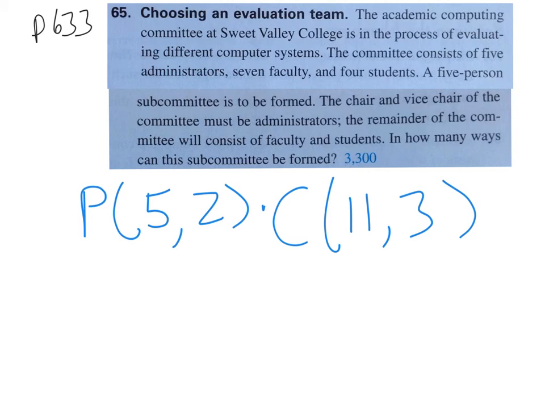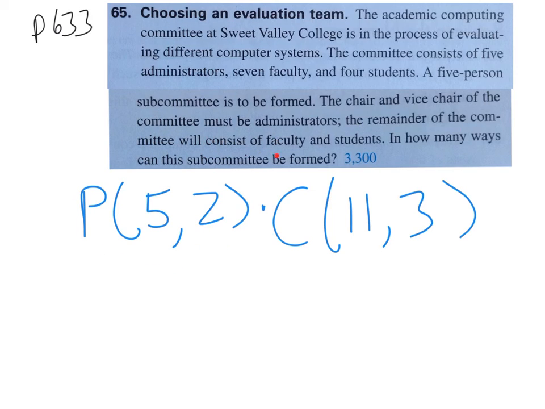So let me go back through this one more time. Now first it says the chair and vice chair must be administrators. It's permutation because we're choosing a chair and a vice chair. And if you switch the order, that's going to matter. Order matters, so it's permutation. We're choosing from administrators, and it tells us that there's 5 administrators, so we have 5 to choose from. And we're choosing 2 because we have a chair and vice chair. There's just 2 slots. So this is that first part, chair and vice chair from the administrators.